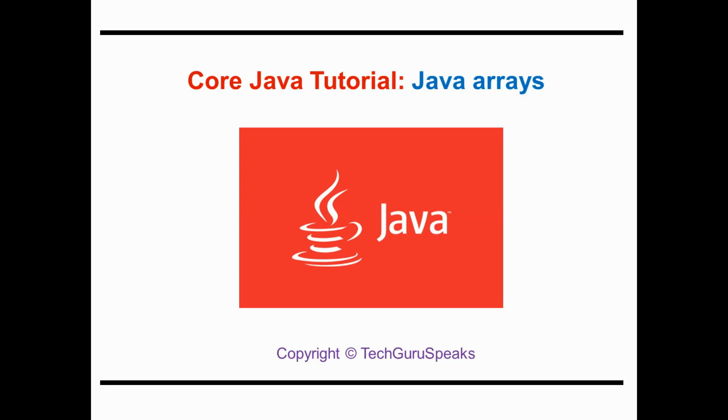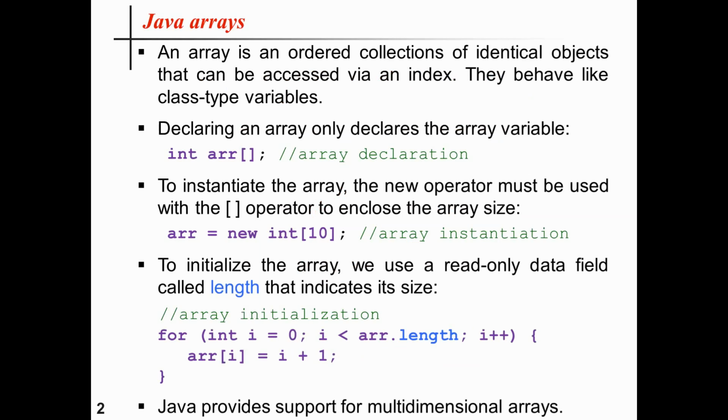Today I would like to talk about Java arrays. An array in Java is basically an ordered collection of homogeneous elements, or rather to say identical objects, that can be accessed via an index. They behave like class type variables.